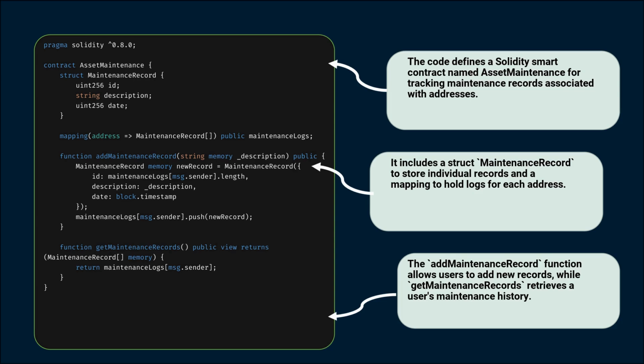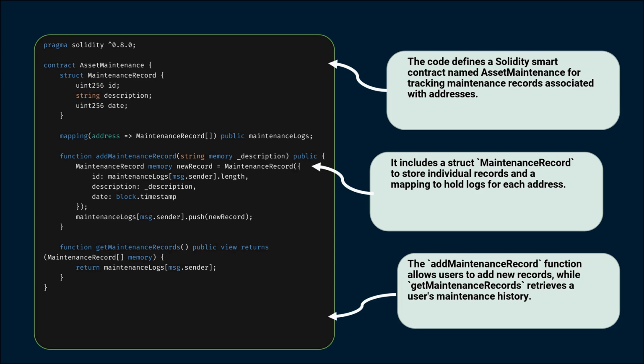Next, we maintain a mapping that links user addresses to their respective arrays of maintenance records, allowing multiple entries per user. The Add Maintenance Record function enables users to create new records by providing a description. It automatically assigns an ID based on the current number of records stored. This functionality not only captures the user's input, but also timestamps the record with the current block's timestamp, making it easy to track the chronology of maintenance actions.